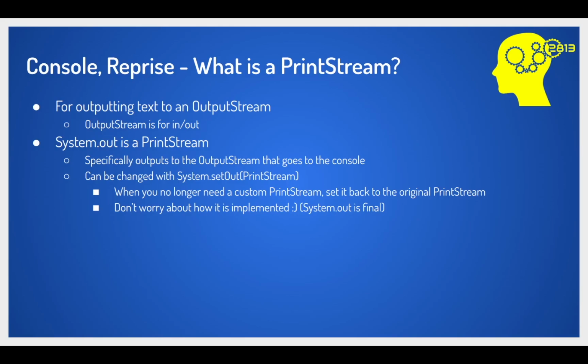So System.out is a print stream. Specifically, it outputs to the output stream that goes to the console, or more specifically, standard out. It can be changed with System.setOut, which takes in a print stream. When you put in a custom print stream with setOut, when you're done using it, you should set it back to the original print stream. And don't worry about how it's actually implemented, because System.out is actually final.